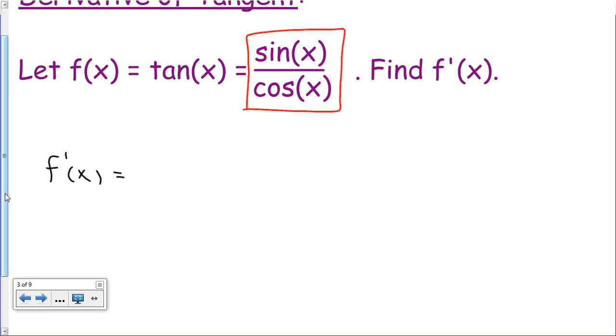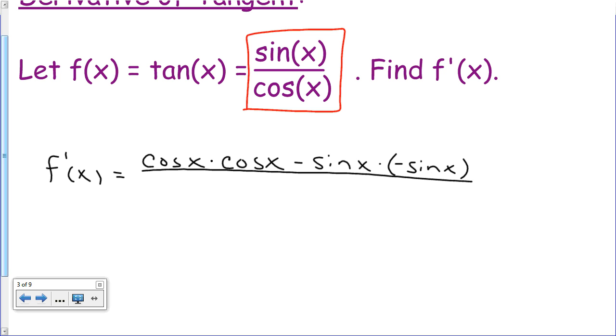It's a quotient, so follow the quotient rule. The derivative of the top function, the derivative of sine, is cosine of x, times the bottom function, which is cosine of x, minus the top function, sine of x, times the derivative of the bottom function. The derivative of cosine is negative sine of x. And that's all divided by the bottom squared, cosine of x squared. That actually is the derivative of that function.